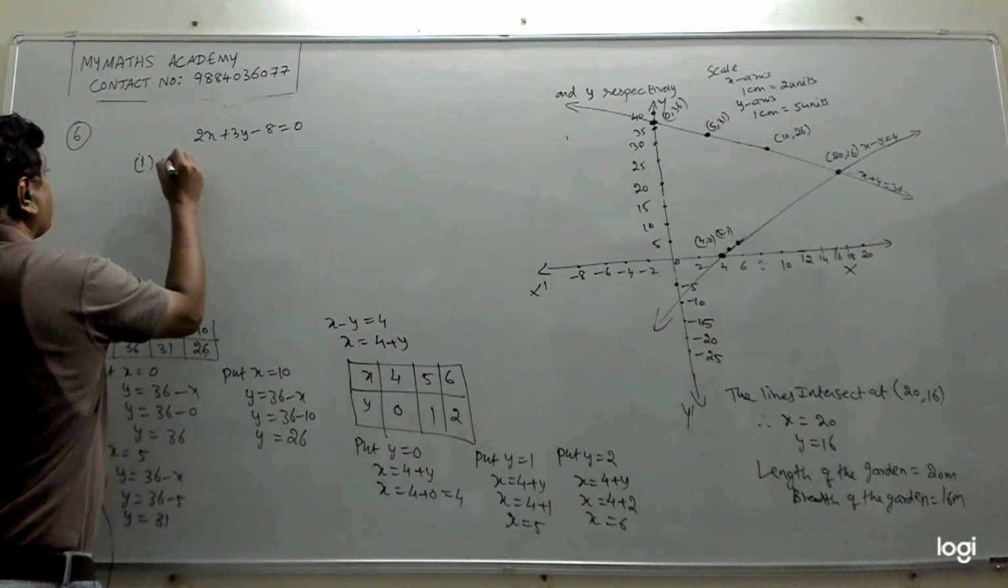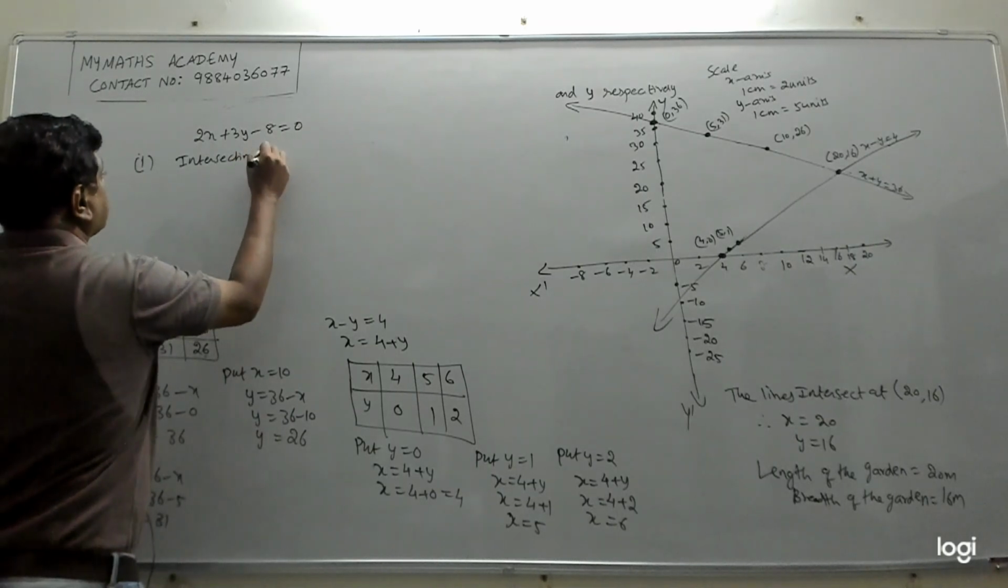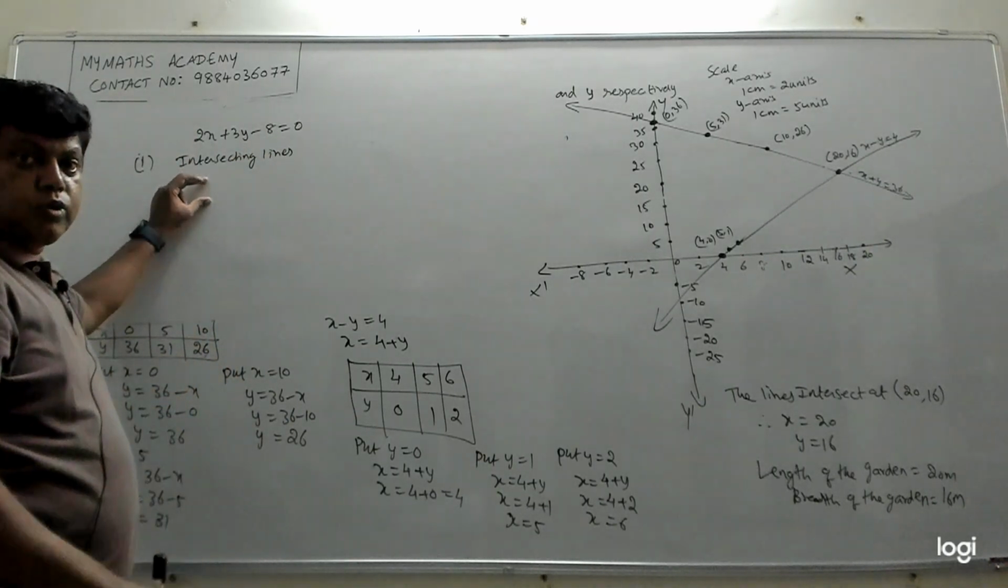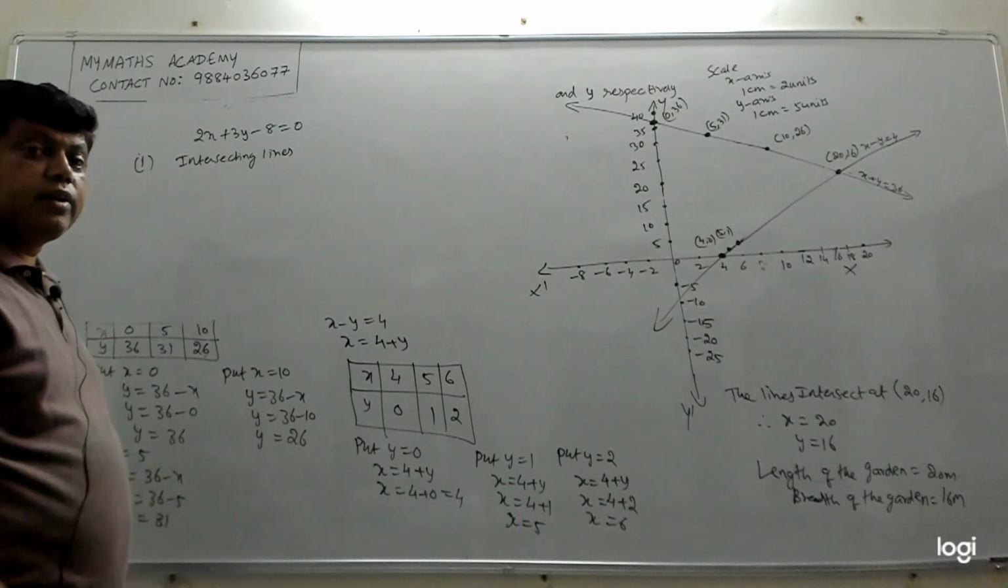So we need to find one more linear equation in two variables such that the first requirement is intersecting lines. So this equation is there. I should form another equation so that both these two equations will form intersecting lines. So what is the condition for intersecting lines?